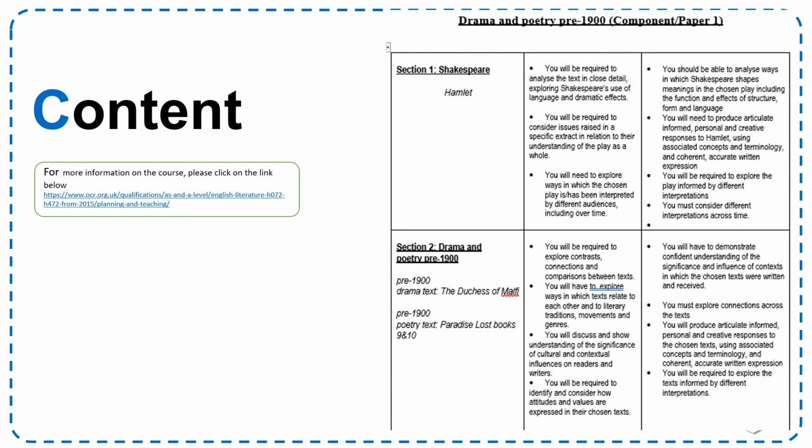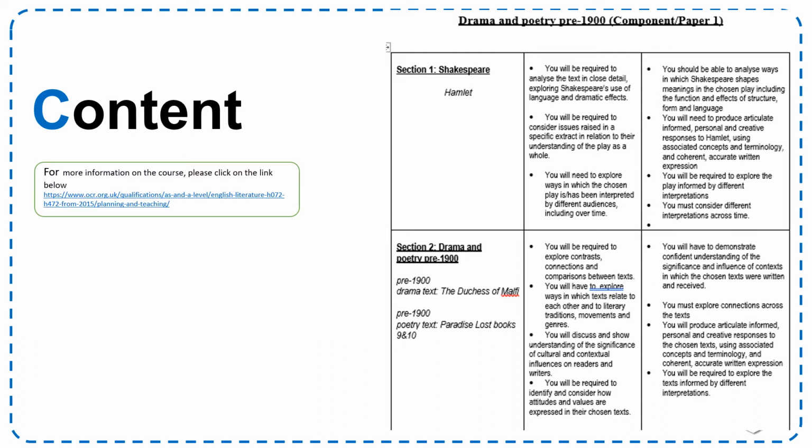On the screen, you will see some information about the key skills and assessment criteria in order for students to prepare for these exams. So in terms of Shakespeare, for example, students will be expected to explore the writer's use of language and dramatic effects. They will be expected to consider issues raised by the extract provided and to be able to make links and connections with the rest of the play.